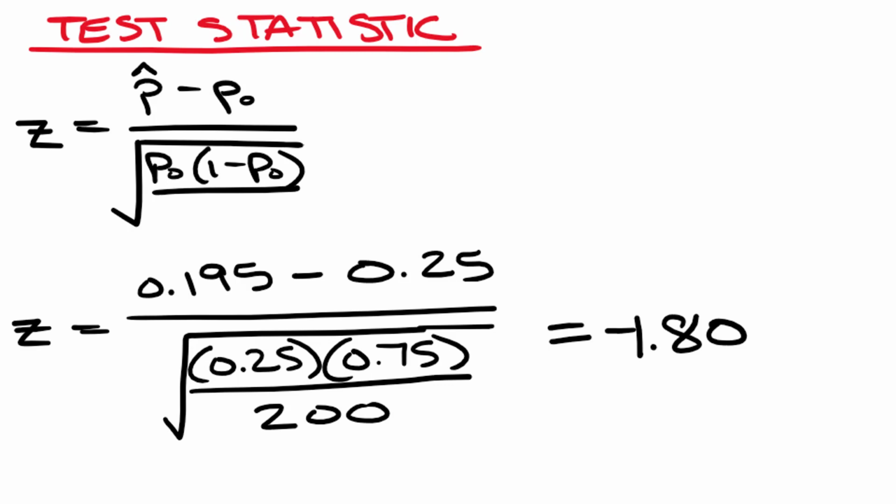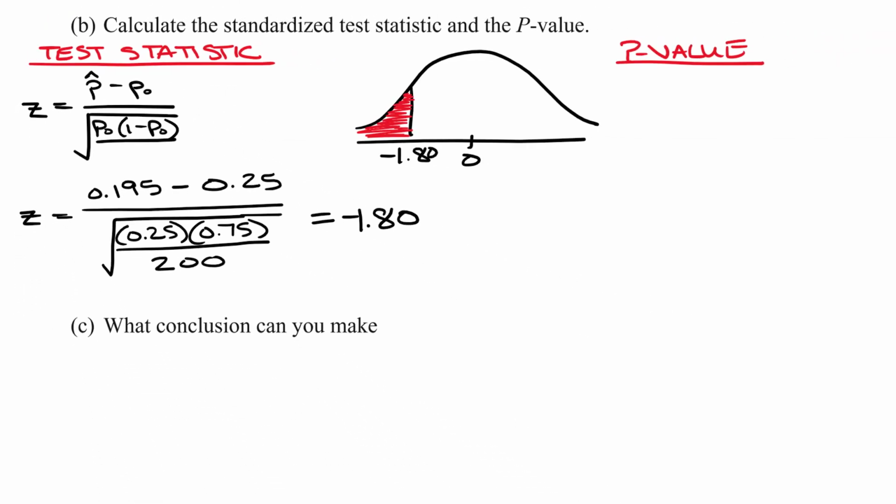Our standardized test statistic z here, that negative 1.80, tells us that the value we saw as our sample statistic, the 0.195, is 1.8 standard errors below our hypothesized value. So we want to know, is that unusual? How likely is it that we would get a sample statistic 1.8 standard deviations below our hypothesized value just by chance?